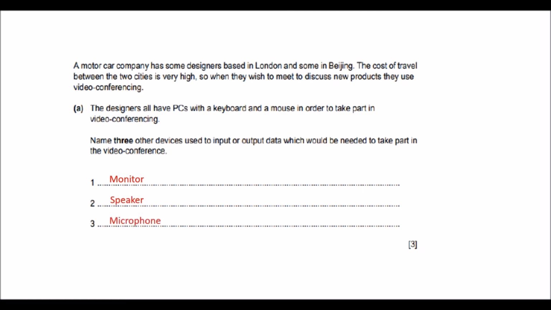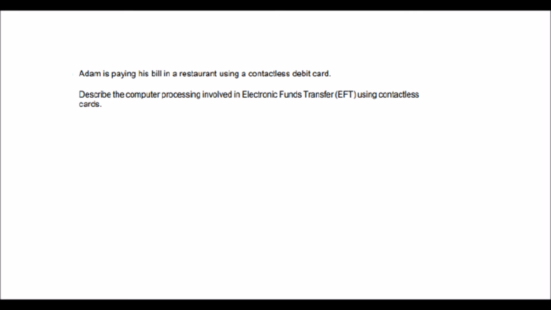All right, now the next one says Adam is paying his bill in a restaurant using a contactless debit card. And the question is describe the computer processing involved in EFT using contactless card. Contactless card, we talked about it earlier. The first thing the reader will do is to check the amount to pay. Is it less than the contactless limit? The limit is actually $25 US.